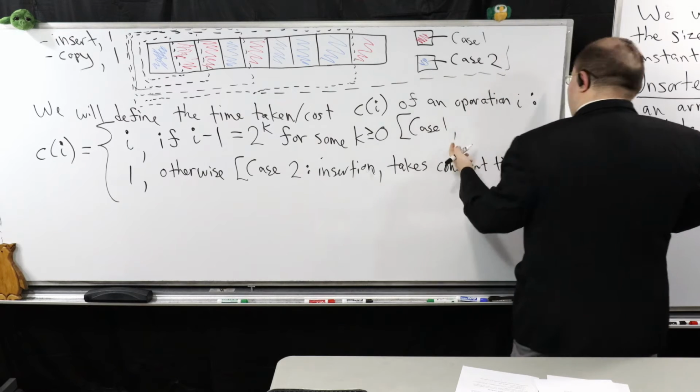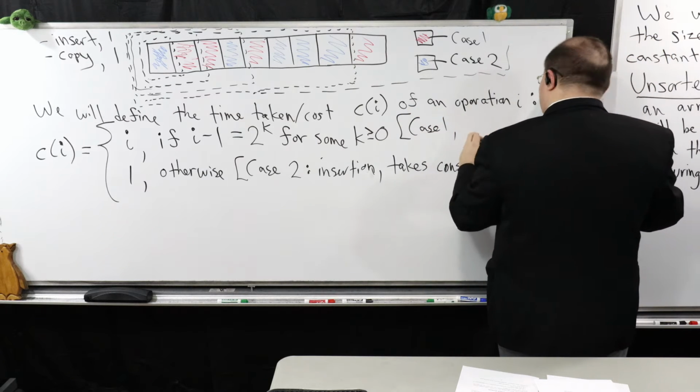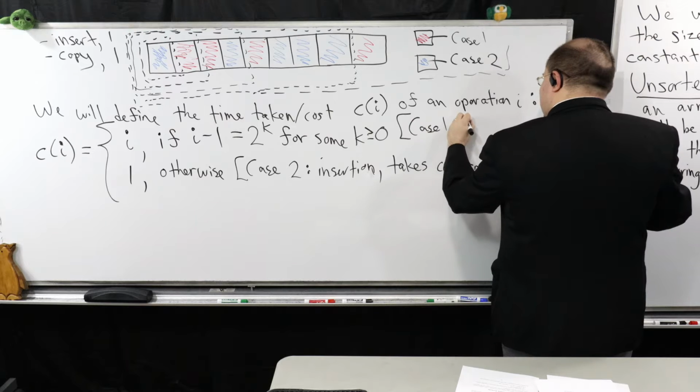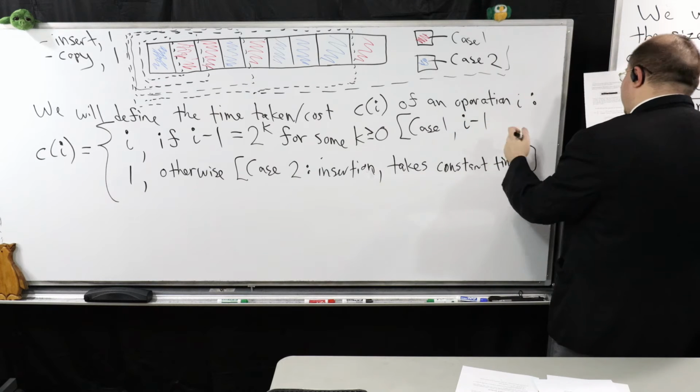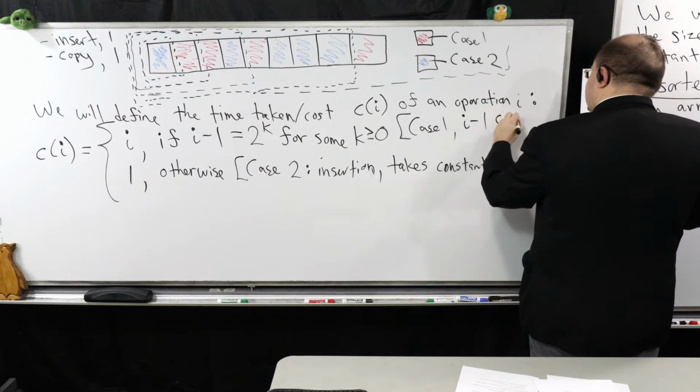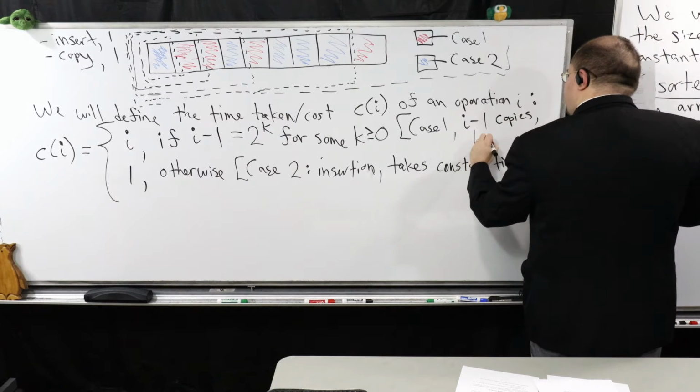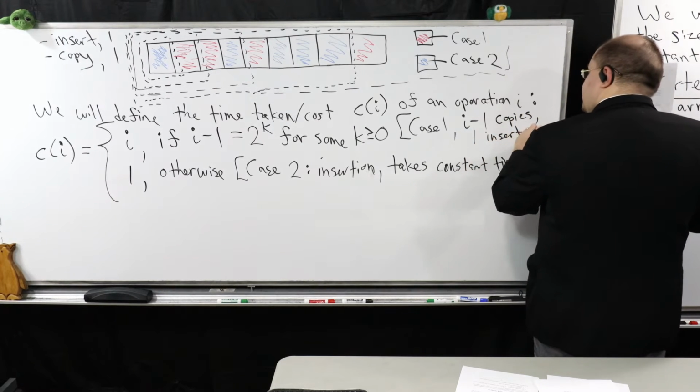You might ask where exactly the i comes from. Sorry, I was just getting really excited here. This happens because there's i minus 1 copies, and then there's just one insert that occurs.